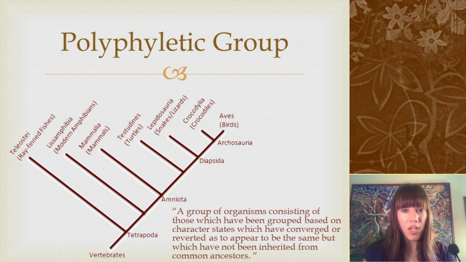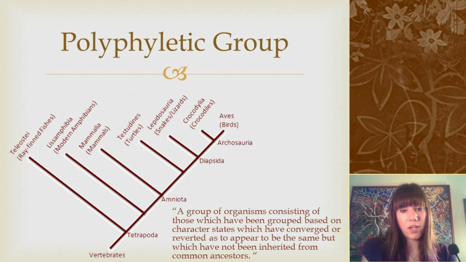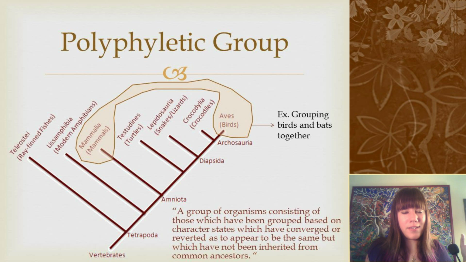The next way a thing can go wrong is a polyphyletic group. A polyphyletic group is a group of organisms consisting of those which have been grouped based on character states which have converged or reverted so as to appear the same, but which have not been inherited from a common ancestor. Basically, this means that you take two different groups and lump them together because they look basically the same and you have no idea about their evolutionary history, but you think they should be together because they have the same characteristics.